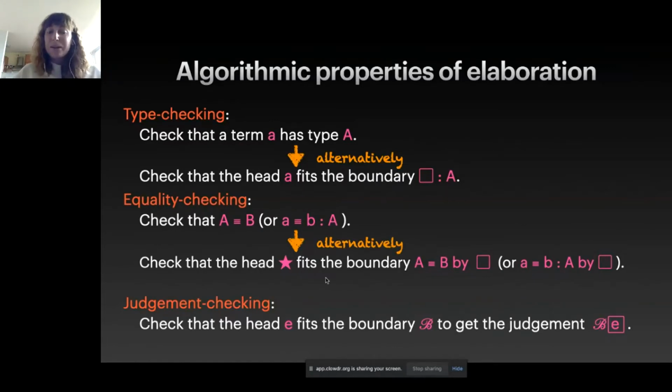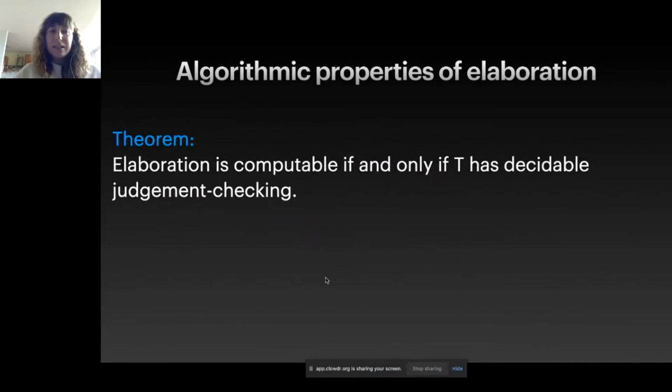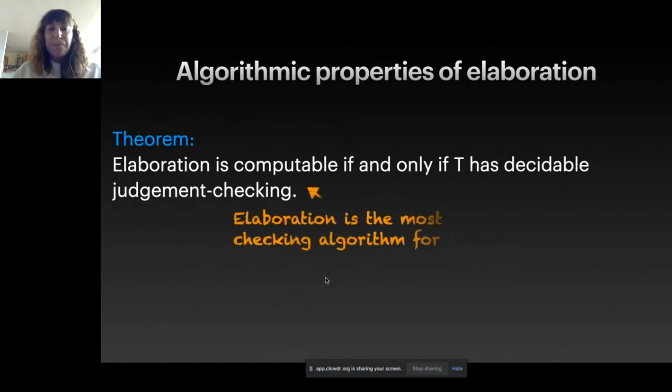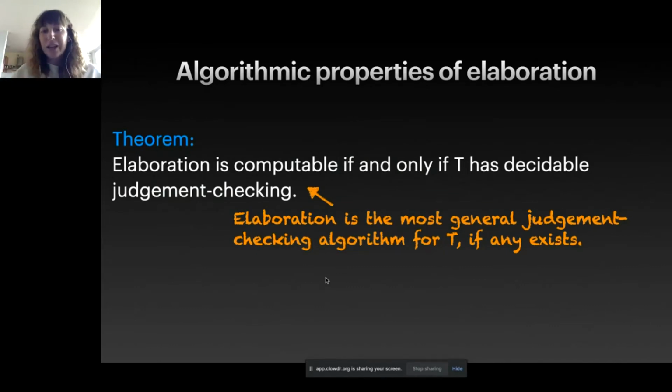And what we can say about elaboration is that the elaboration is computable if and only if T has decidable judgment checking. Basically this means that elaboration is the most general judgment checking algorithm for T, if any such exists. Because if you give me a judgment checking algorithm for T, I can give you the elaboration algorithm, because I'll just look at the derivation that you give me and then compute the elaboration inductively by computing L.